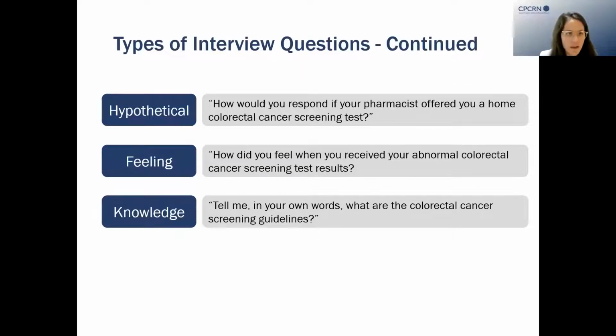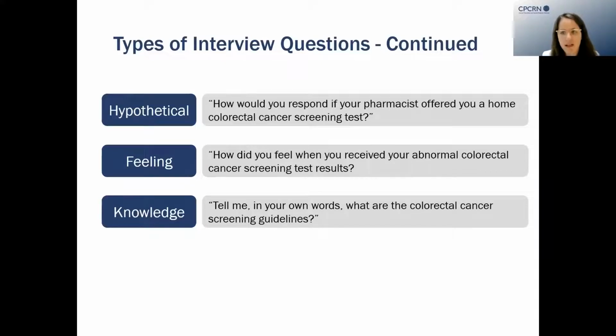And these are the last few question types we're covering today. One is hypothetical. We use this a lot when we're collecting formative data to see how an intervention can work. And this is actually a question from one of our projects where we're looking to do cancer screening out of pharmacies. So a hypothetical question is asking the participant how they would respond if a certain scenario happened. So here, how would you respond if your pharmacist offered you a home colorectal cancer screening test?